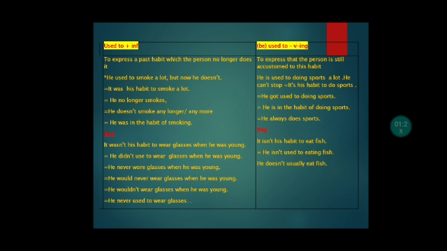But when we put used to in the negative, we say didn't use to. For example, it wasn't his habit to wear glasses when he was young equals, he didn't use to wear glasses when he was young.